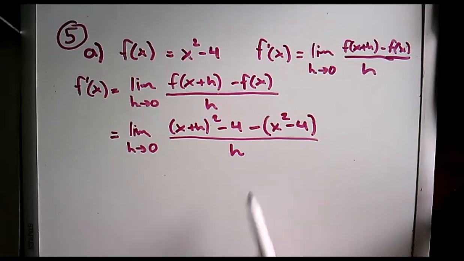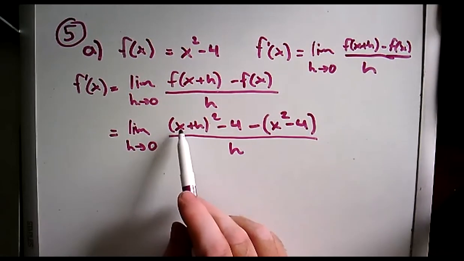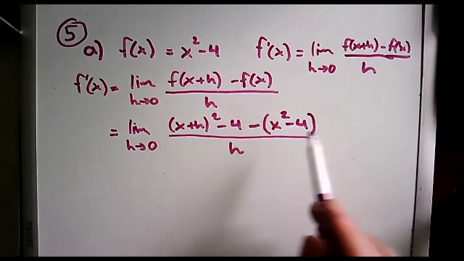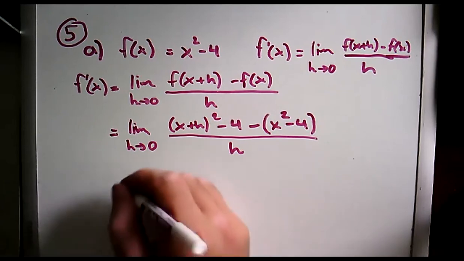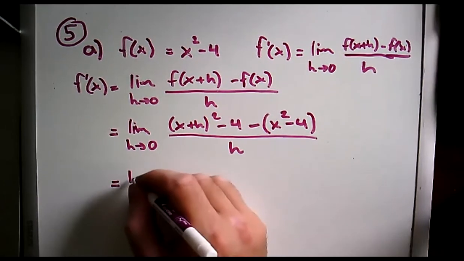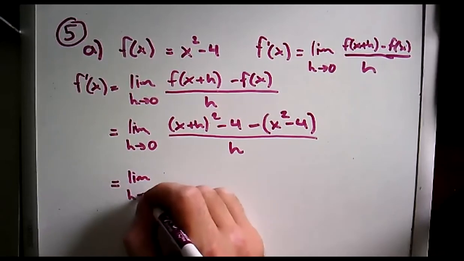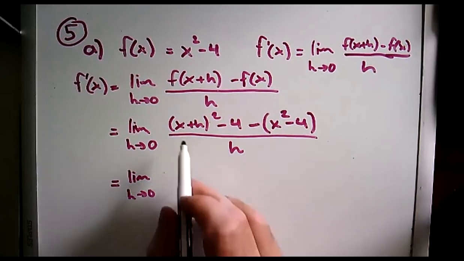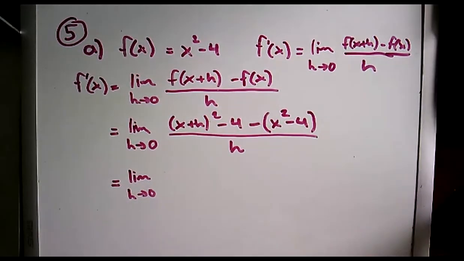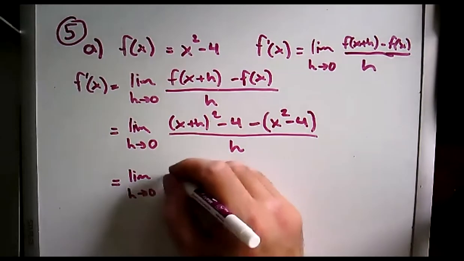If you tried to evaluate this directly by plugging in h equals 0, we'd end up with x squared minus 4 minus x squared minus 4, all over 0. We'd get 0 over 0. So to evaluate this limit, we're actually going to have to do some algebra. And the algebra is not so bad. I am going to have to square out that x plus h squared. I won't do it in the video, but you might need to do this over on the side using FOIL or a grid to expand it.